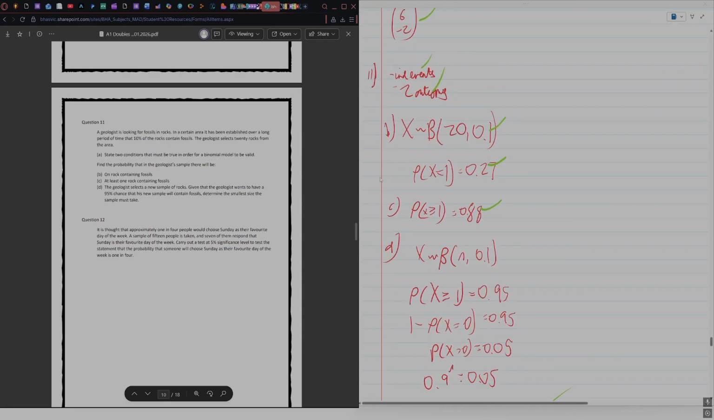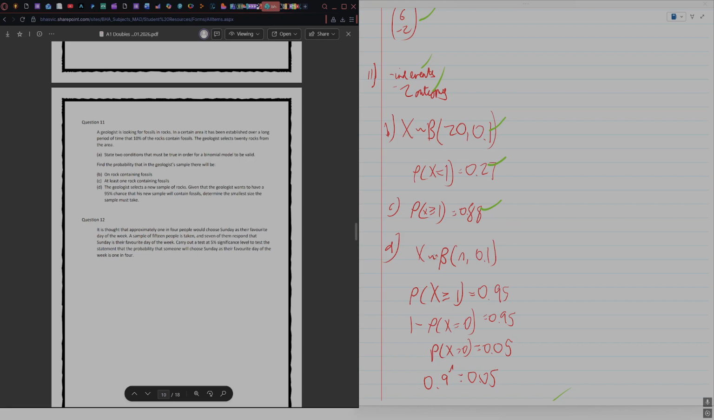Boom. So next we've got some binomial distribution stuff here. The conditions that need to be true for a binomial model to be valid are independent events, 2 outcomes, and also a fixed probability of success. So firstly, we've set out the distribution, and we're just finding P of X equals 1. Then you find X is greater than or equal to 1, which says at least 1.